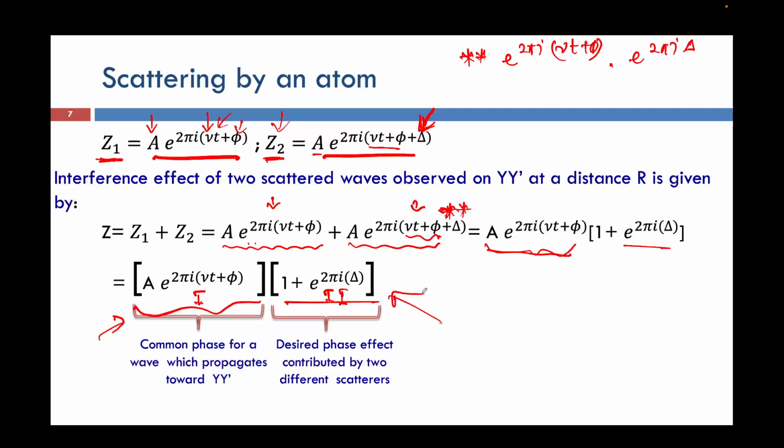So when we want to add, let's say I have taken two different waves, and from the two different waves, what I am eventually getting is a common phase and a desired phase, right? But the desired phase is due to the scatterers, and the common phase is due to their inherent wave property. Now if I am talking in terms of two scattering centers, that means two waves I have defined, and I am getting this effect.